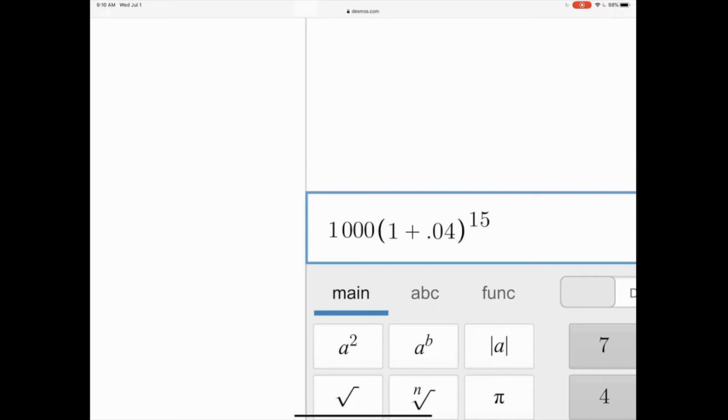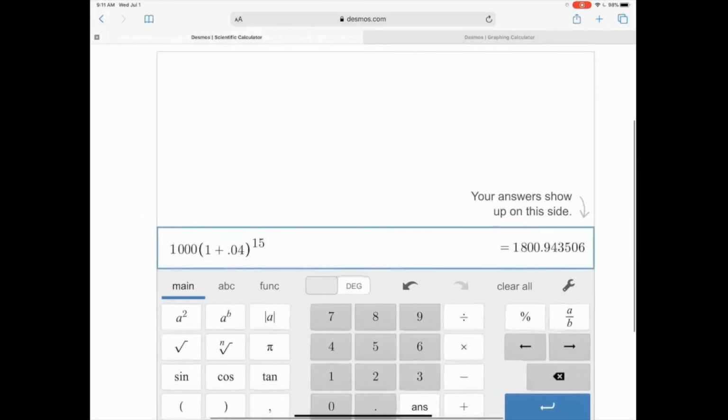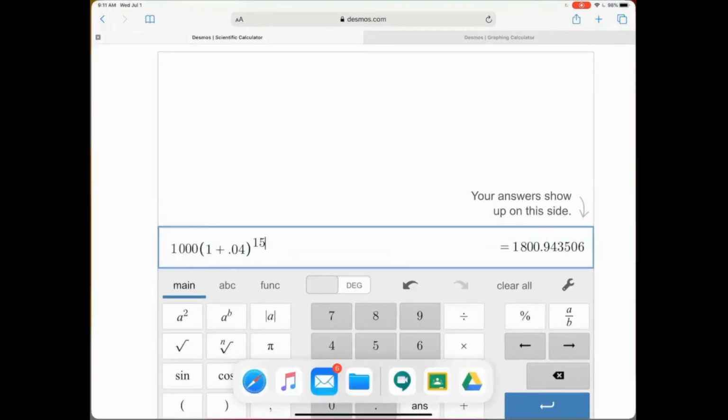Yes, Cassandra, even with the $ sign, perfect. She's the only one that has a dollar. Oh no, Dorian has a $ sign too. Okay, perfect. So you should have $1,800.94. Perfect. Okay. So that's how to use Desmos. So you can use that on your homework.